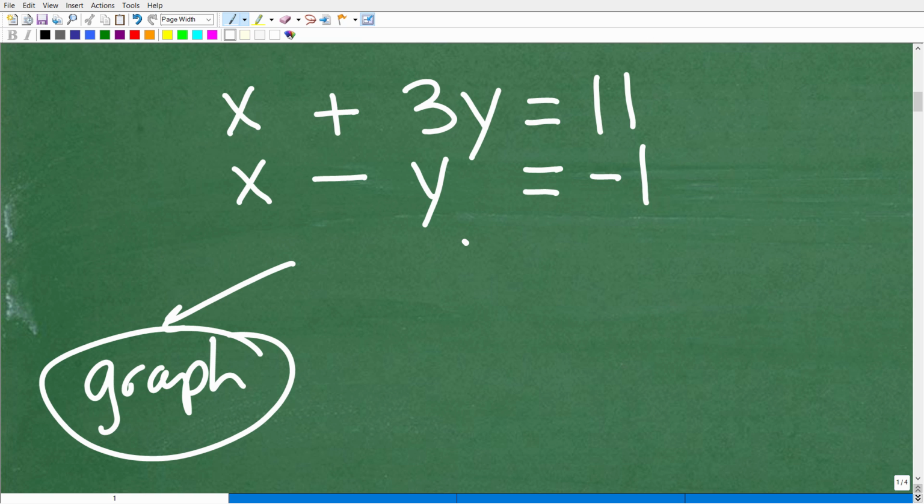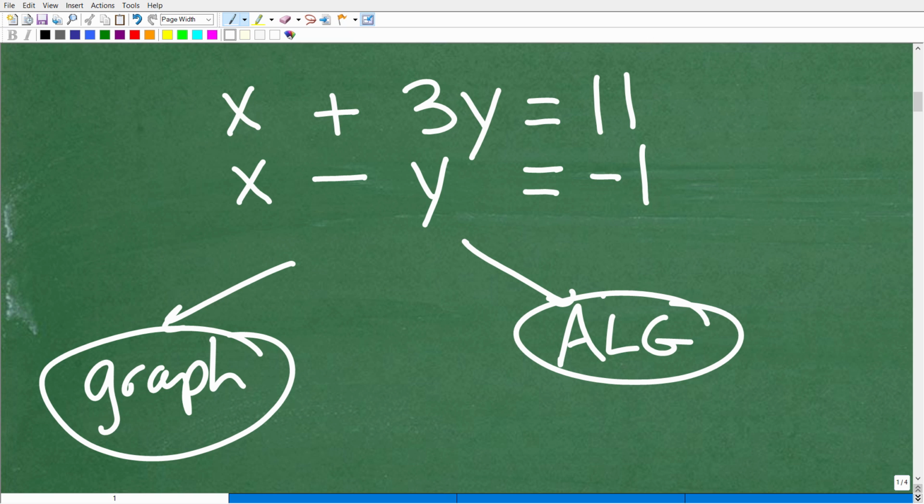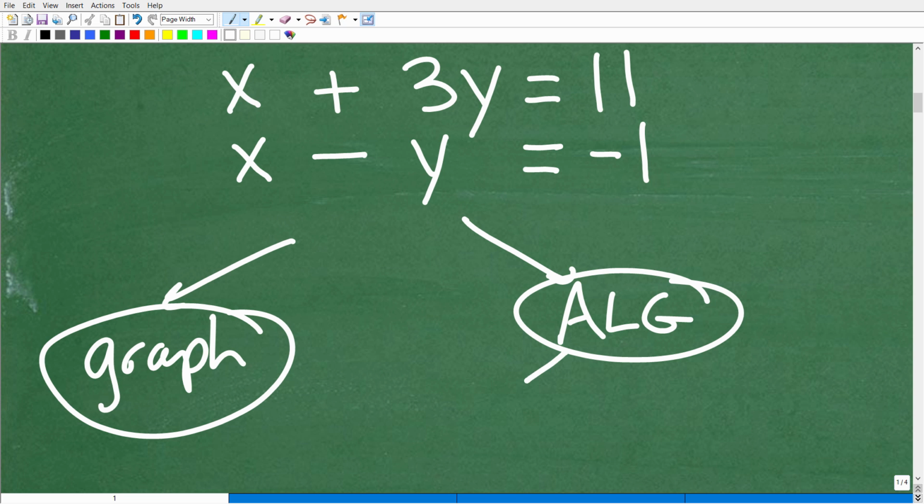But really what we want to do is use algebra. We want to use algebra to solve this system. Now, there's two primary techniques that you learn in generally first year algebra courses. The first is called the substitution method. The next is called the linear combination or the elimination method. This technique goes by both of these names.